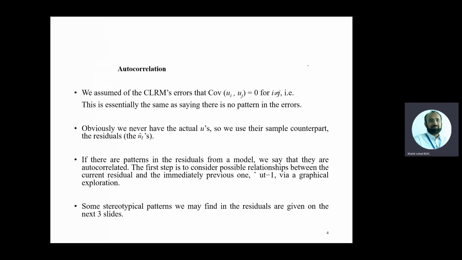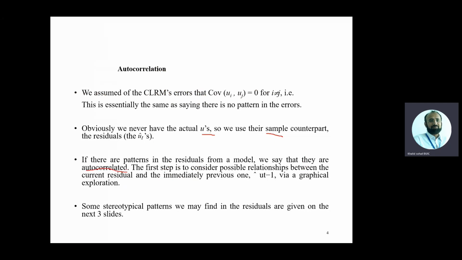Now, in a classical linear regression model, we assume that our error term is independent. Now, what is meant by independent? That there is no relationship between ui and uj, and it should be equal to zero. Obviously, we never have the actual error term. We take sample data and the error term of sample data. Now, if there is a pattern in the residuals, then we say that they are autocorrelated.